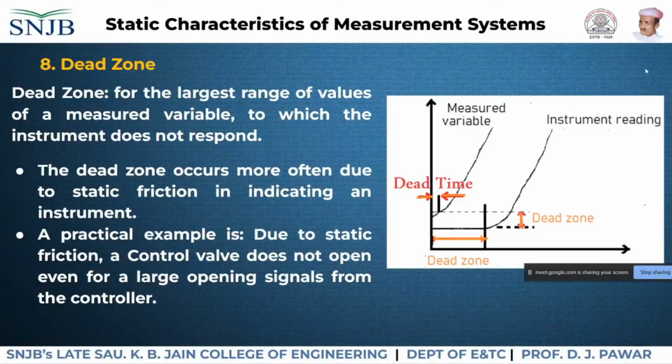Dead zone. Dead zone for the largest range of values of a measured variable to which the instrument does not respond. काही एक रेंज अशी असते जिथे तुम्ही काही इनपुट दिलं तर त्याला तुमचं इन्स्ट्रुमेंट रिस्पॉन्ड करत नाही, इररिस्पेक्टिव्ह ऑफ रिझोल्युशन, सेन्सिटिव्हिटी, ॲक्युरेसी. त्याला म्हटलं जातं डेड झोन. The dead zone occurs more often due to static friction in indicating an instrument. A practical example is, due to static friction, a control valve does not open even for a large opening signals from the controller. आपण किती सिग्नल दिले तरी वॉल ओपन होत नाही, त्याला म्हटलं जातं डेड झोन. त्या एरियाला त्या एररला म्हटलं जातं डेड झोन.